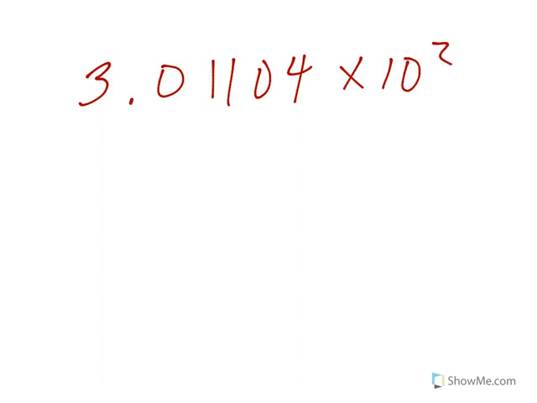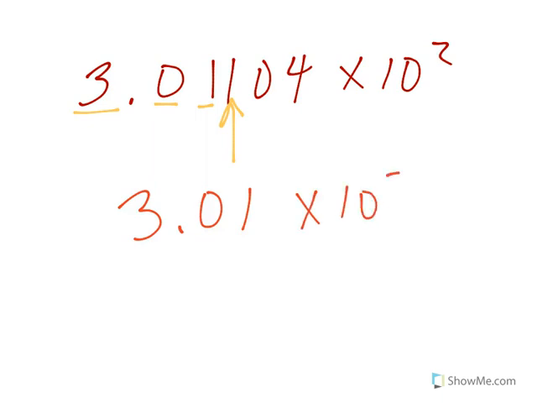So when I look at my problem, 3.01104 times 10 to the 2nd, and I want to go 3 significant figures, 1, 2, 3, that means I look at the number past it. What am I going to round to? Well, that 1, where the arrow is pointing, it's 1. 1 rounds down. So my final answer will be 3.01 times 10 to the 2nd.